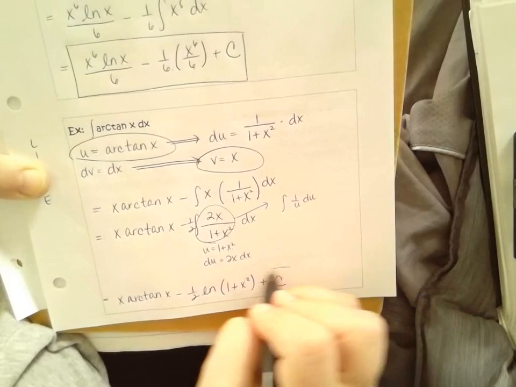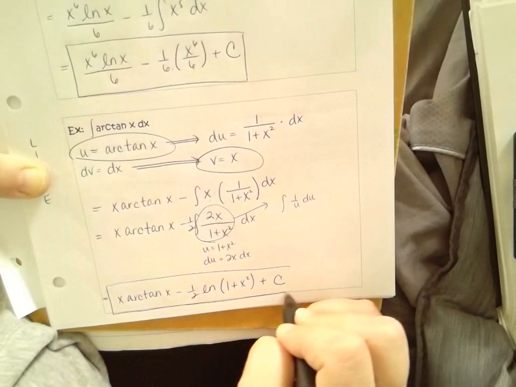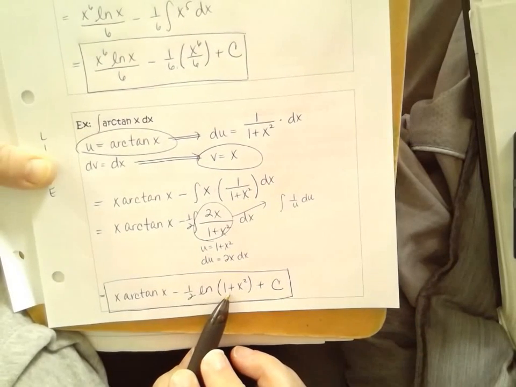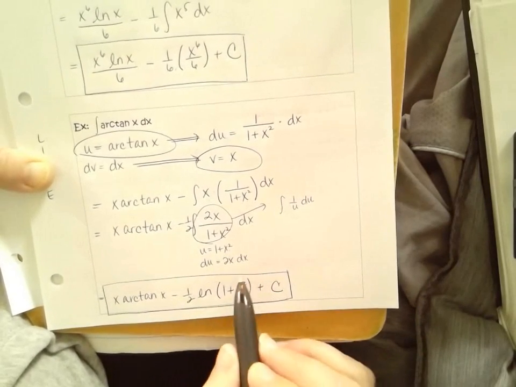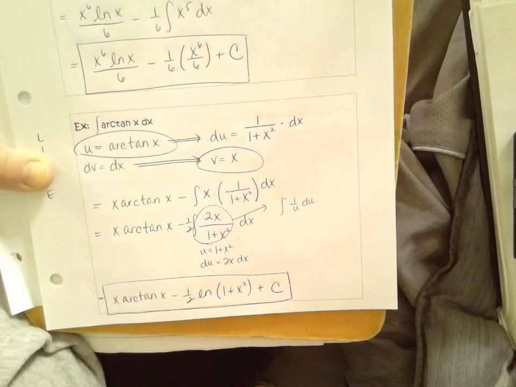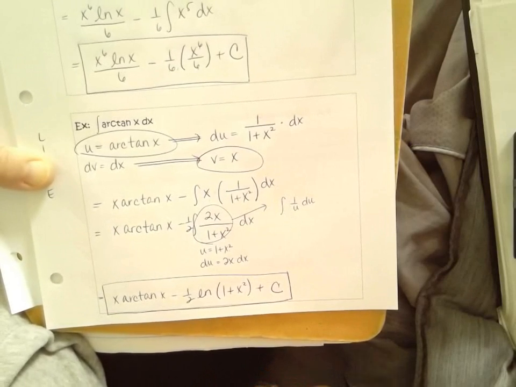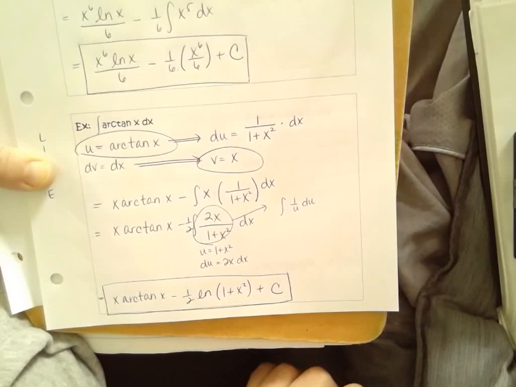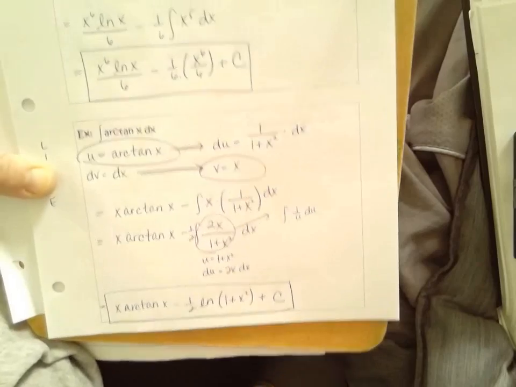plus c. Now why wouldn't I put absolute values around this? Well, 1 plus x squared is a quadratic function that is above the x-axis. It's transformed 1 unit higher. So I know that it's never going to be negative anyway. There's no need for the absolute value. Okay? We're almost there.